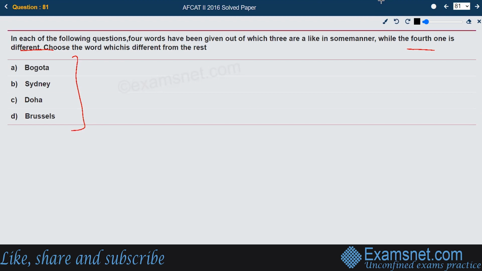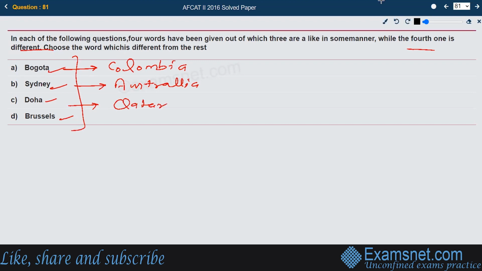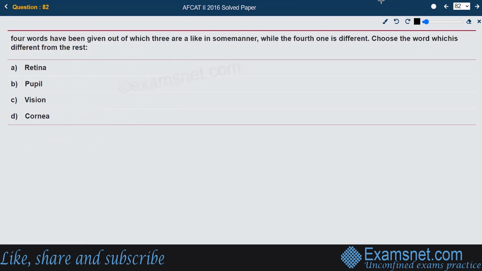So if you see the options Bogota, Sydney, Doha, and Brussels, all seem to be capitals. Bogota is the capital of the country called Colombia. Sydney is the capital of the country called Australia. Doha is the capital of the country called Qatar. Brussels is not any capital. Brussels is just a normal city. It is not a capital. So this seems to be the right answer. It is the odd one out of all four. So that is the right answer, option D, Brussels.